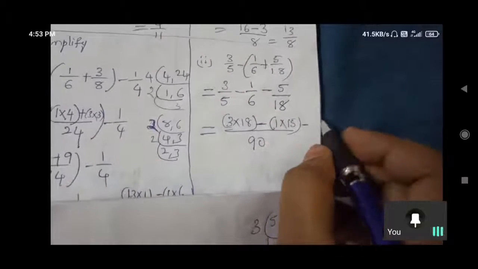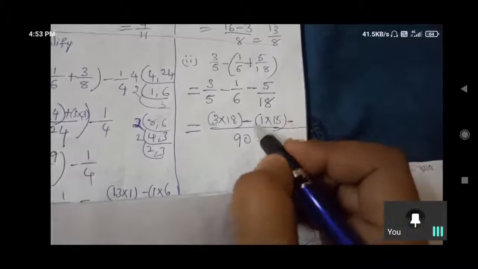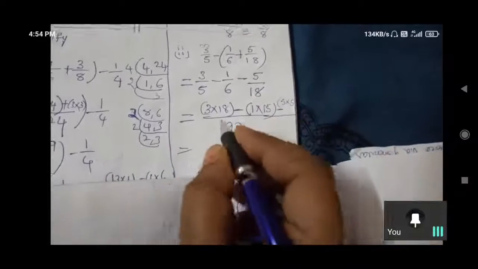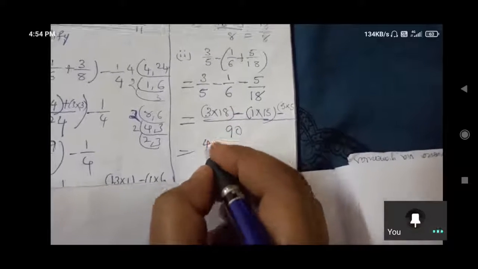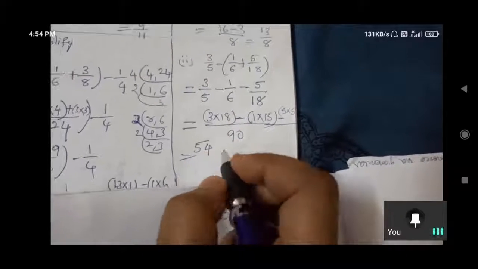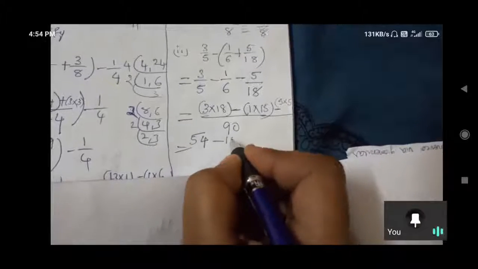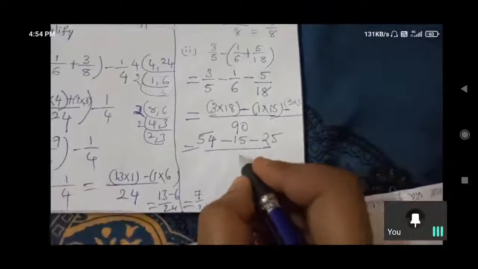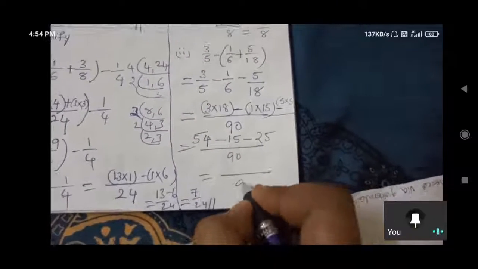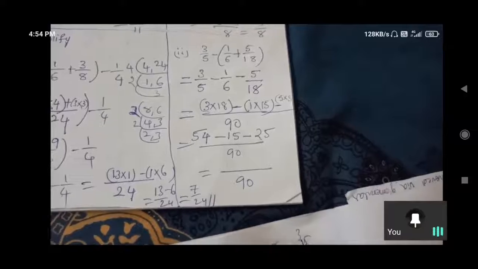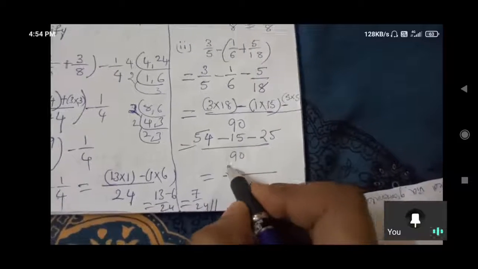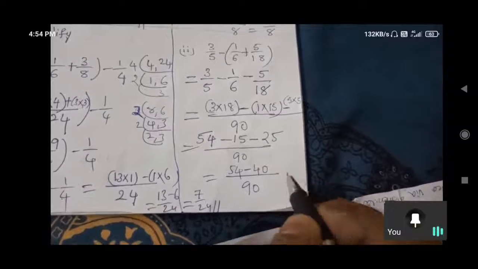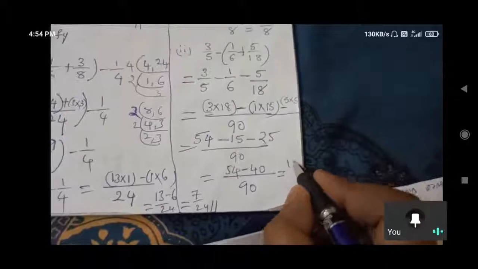So minus 18 5s are 90, I told you just now. So 5 into 5 we should do. Then 18 3s are how much? 18 3s are 54. Yes. Minus 15 ones are 15, minus 15 5s are 25, by 90. Directly also we can do like this. Okay. 90. So here 54 minus 40, these two are minus. Minus 15 minus 25 makes minus 40.